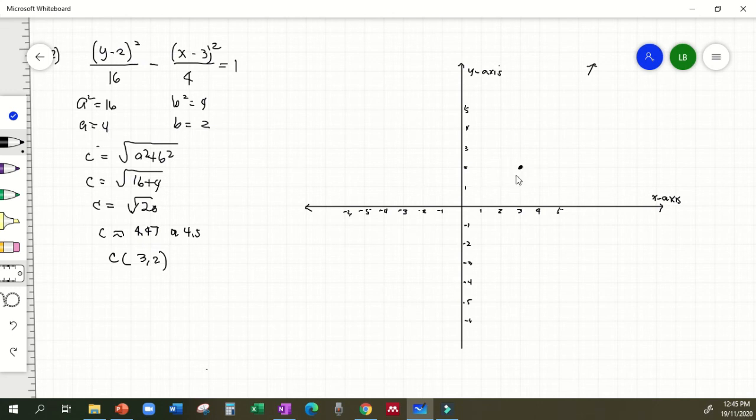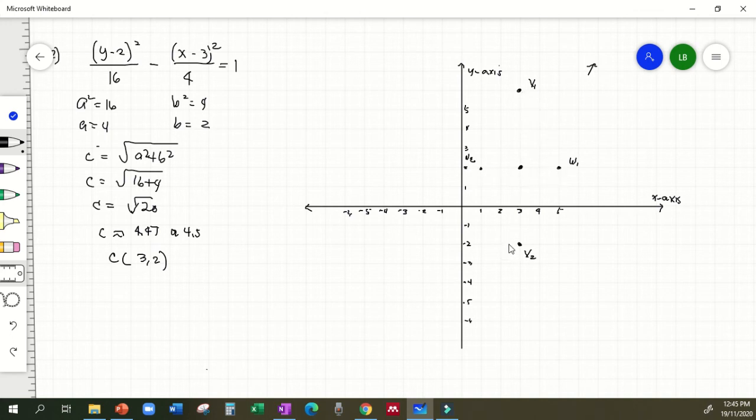So, the transverse axis is vertical. So, 1, 2, 3, 4. Ito yung ating vertex. And 1, 2, 3, 4. Ito yung other one. Then, for the conjugate axis, we have b equals 2. So, 1, 2. And 1, 2. So, ito yung ating conjugate axis.